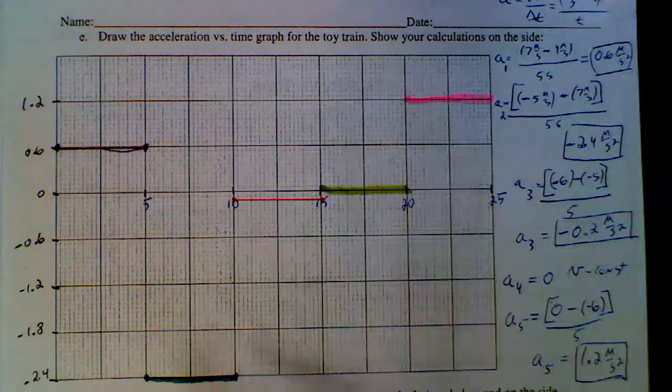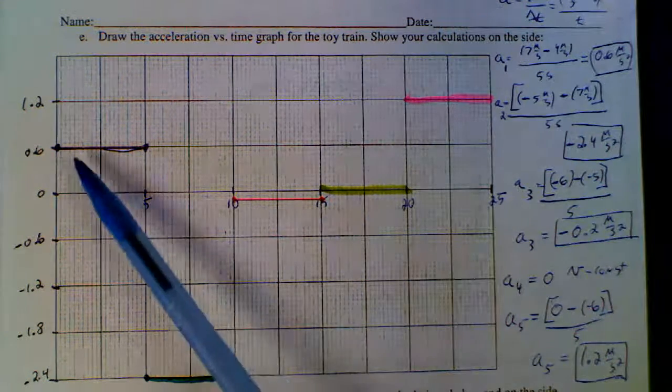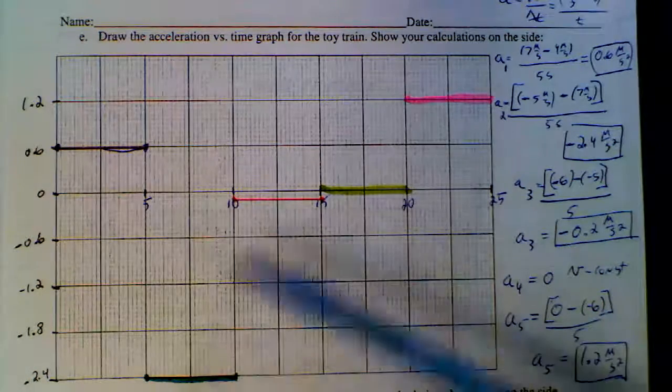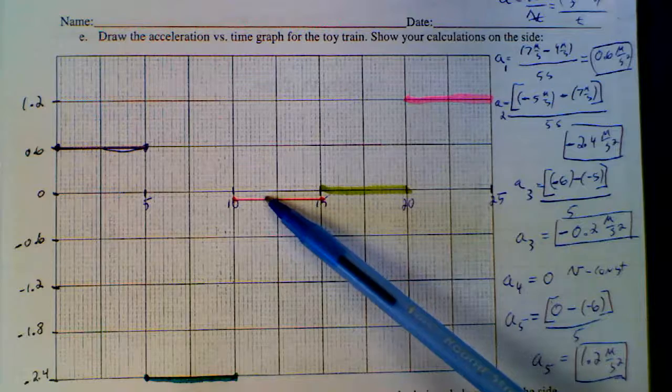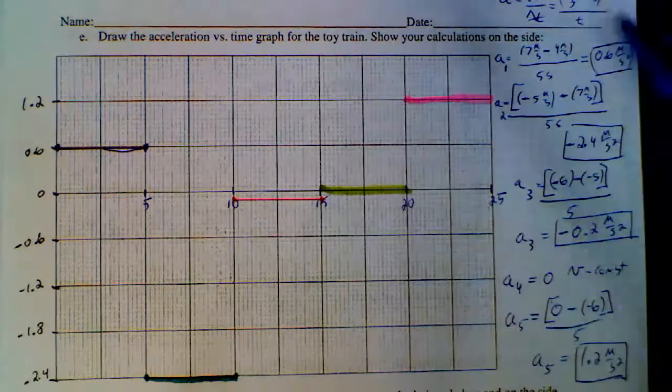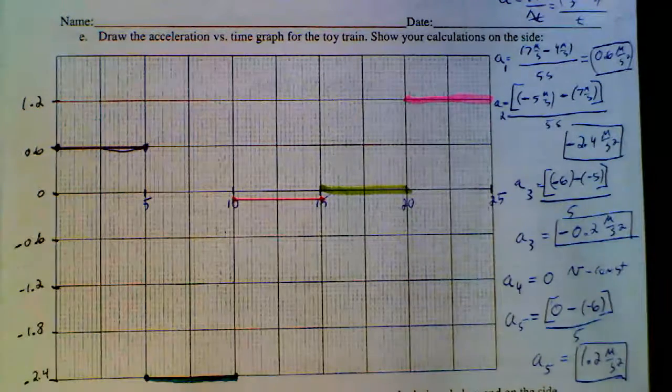Okay, so here are my accelerations plotted: 0.6, negative 2.4, negative 0.2, 0, and 1.2.